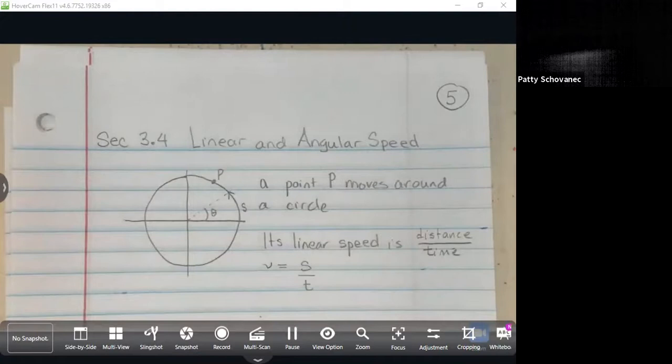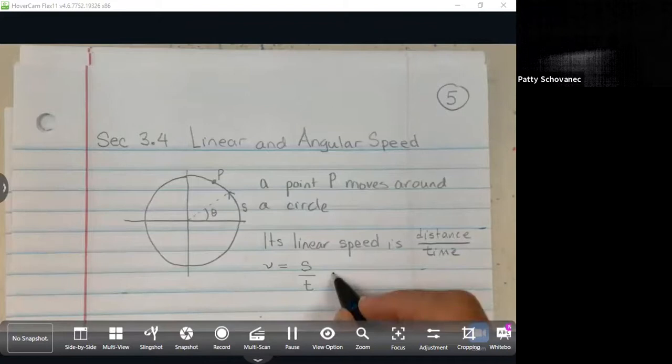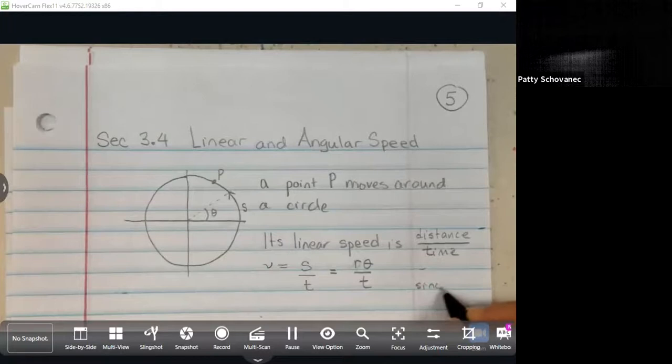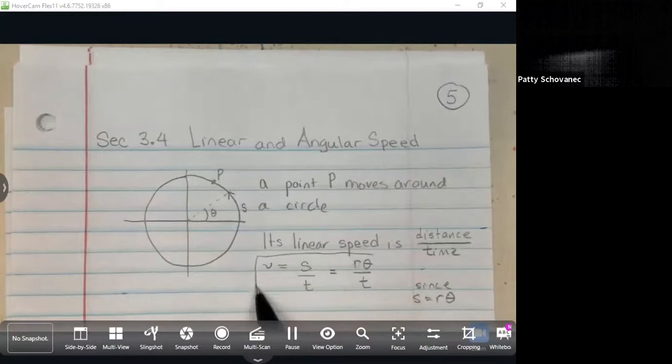in physics, velocity is a signed entity. If velocity is positive, then the object is going in the positive direction. If the velocity is negative, then it's going around the circle in the negative direction. When we talk about speed, then it's usually the absolute value of velocity. But we know that arc length depends on the radius of the circle. The arc length is r times theta. So we can also write this velocity as r theta over t. It's distance divided by time.